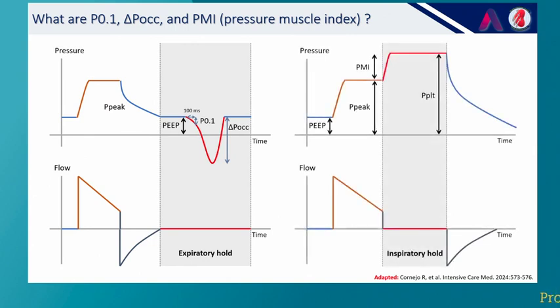So you've seen already these graphic representations of what it is that we're looking at. P0.1 is the deflection in the first 0.1 of a second. The Pocc is the deflection during expiration to the maximum level, and PMI is the difference between the plateau pressure and the peak pressure during an inspiratory hold during spontaneous ventilation.